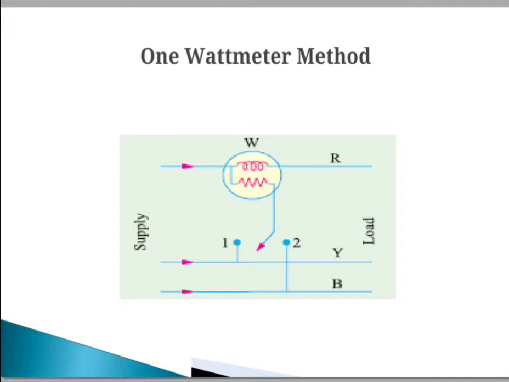Then if we connect it to the second, the wattmeter reading will be V13 into I1 into cos of 30 minus phi, where we put V13 as root 3 into V into I cos of 30 minus phi. Then the total power present in the circuit, that is P1 plus P2, is 3 VI cos phi, which is the total power present in the three-phase circuit.